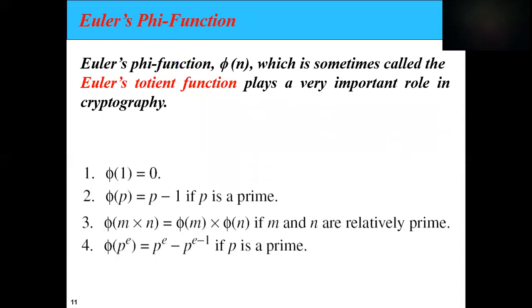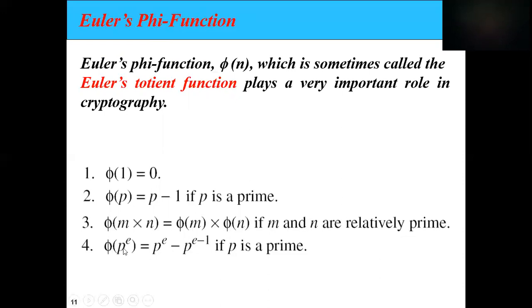So the Euler phi function basically gives you the number of unit elements in any modulo class, and this plays a quite important role in cryptography. The Euler phi function of 1 is 1, and the Euler phi function of p is p minus 1 if p is prime. The Euler phi function of m times n, where m and n are relatively prime, meaning their GCD is 1, is phi of m times phi of n.